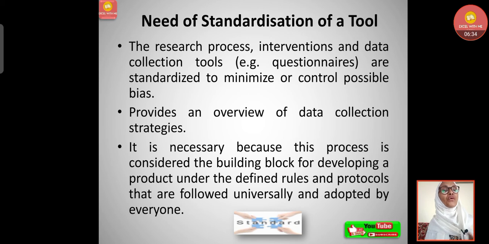Now it provides an overview of data collection strategies. Obviously strategies are already given in the manual of a tool, so the researcher can easily check it and proceed. Now it is necessary because this process is considered the building block for developing a product under the defined rules and protocols that are followed universally and adopted by everyone. Obviously, why is standardization of a tool necessary? Because it is a building block for developing any product. Already defined rules and protocols are there, which the researcher can follow and anyone can easily adopt.